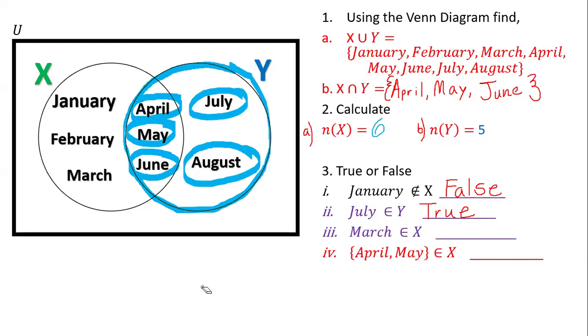Number 3. March is an element of X. What is the answer to that? It's true. It is true because March is an element of X. Very good, because March is right there, and it's in X. So the answer here is definitely true. Okay, next.